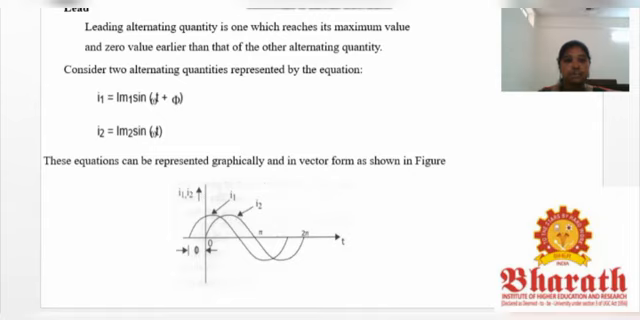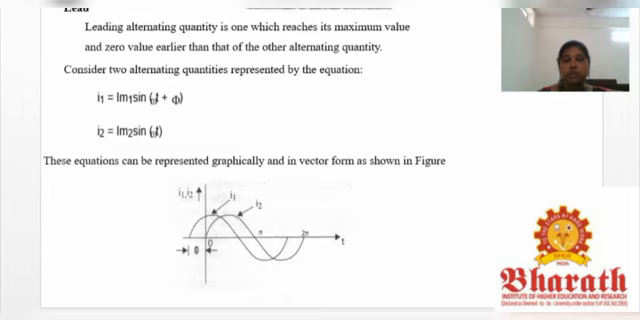So what does the leading condition mean? Here I have taken the current I2 as Im2 sin omega t, as my reference current again. Now I1 I have written as I1 equal to Im1 sin of omega t plus phi. Phi is the phase difference between I1 and I2, and the plus sign indicates it is leading. When you compare with current I2, the current I1 is leading.